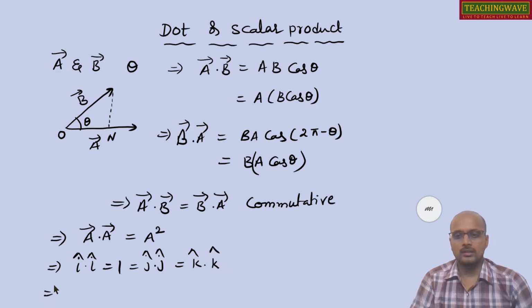The dot product between orthogonal or perpendicular vectors, here orthogonal unit vectors, is zero. i cap dot j cap is equivalent to 0 because cos 90 is 0. Similarly, j cap dot k cap is 0, and i cap dot k cap is also 0.